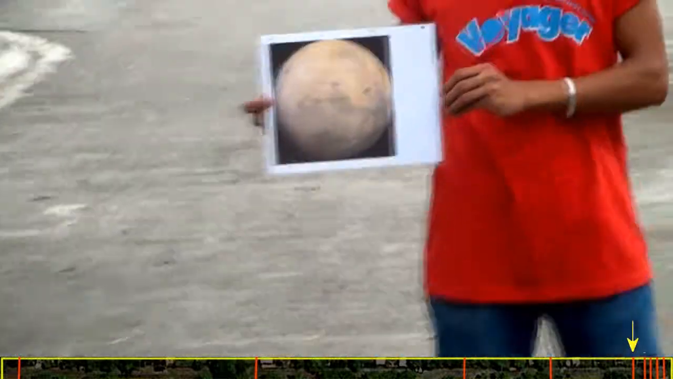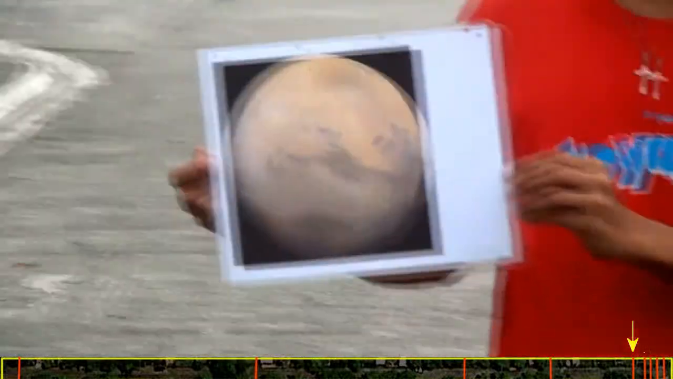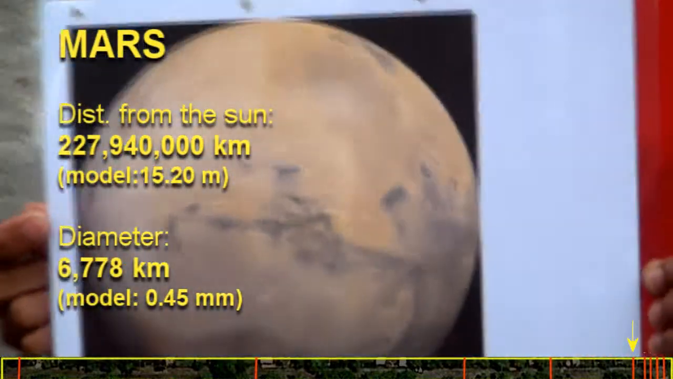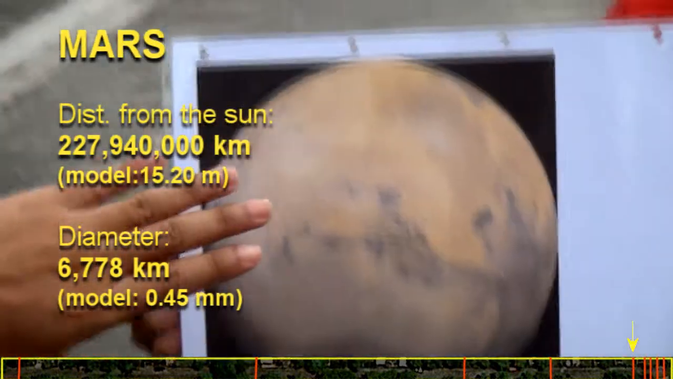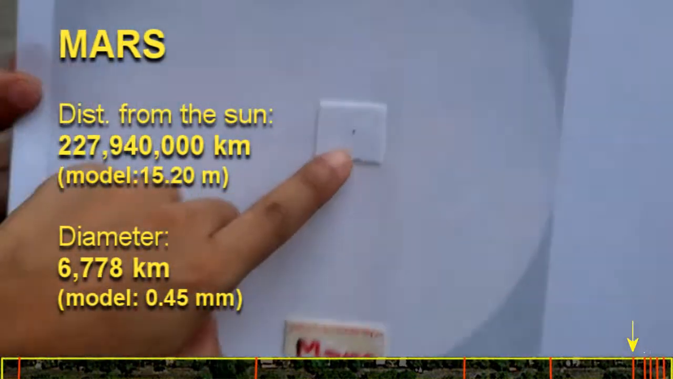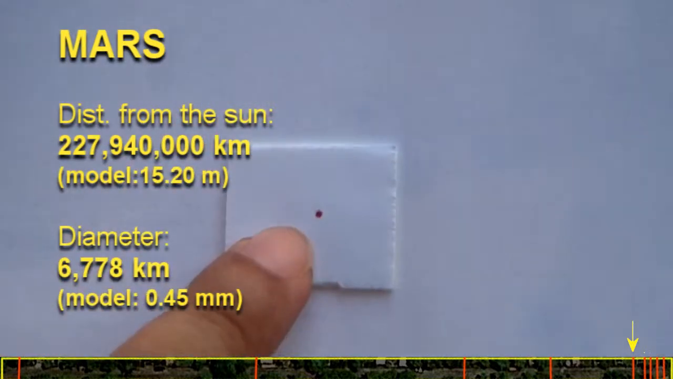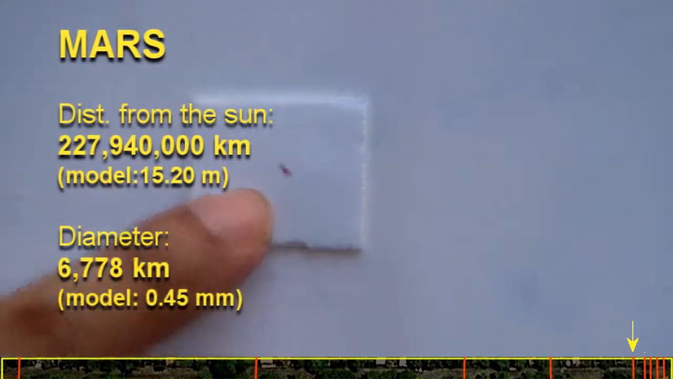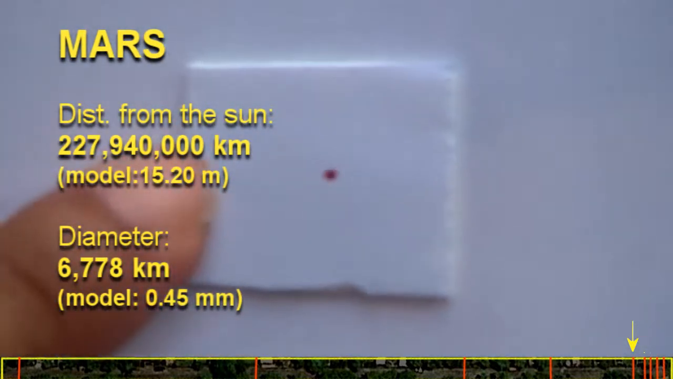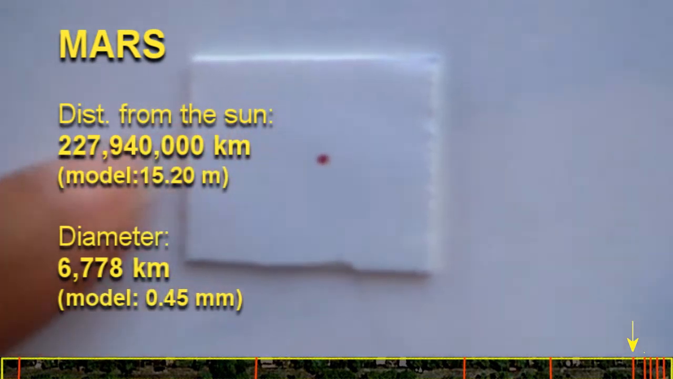We're approaching planet number 4. So planet number 4 is Mars. That's a picture of Mars, but the actual size of Mars is, again, just a dot, like a grain of sand. That is the actual size of Mars. Okay? Bye-bye, Mars.